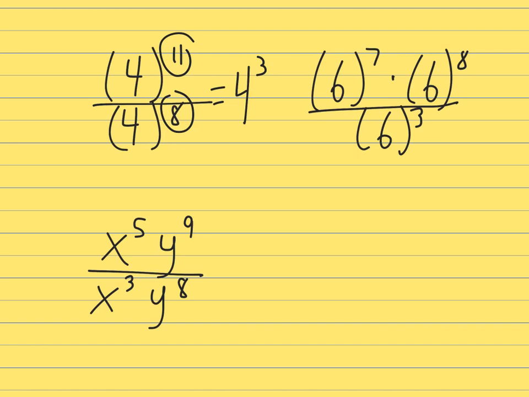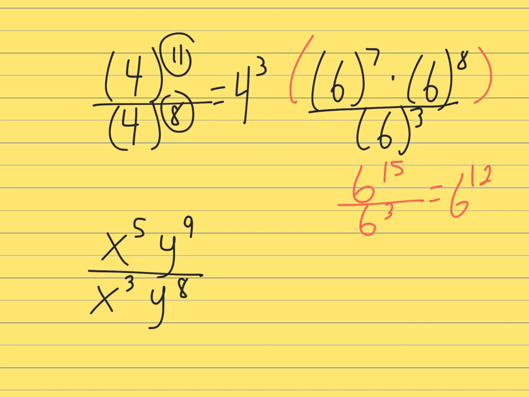The second one, to the right of that question, it looks like we have to do some multiplication up top here. So we have to deal with this first, and then we have to divide it by 6 to the third power. So if we do 6 to the 7th times 6 to the 8th, we get 6 to the 15th, and it's divided by 6 to the third. Again, keep the base, subtract the powers. So we do 15 minus 3, so it would be 6 to the 12th power.